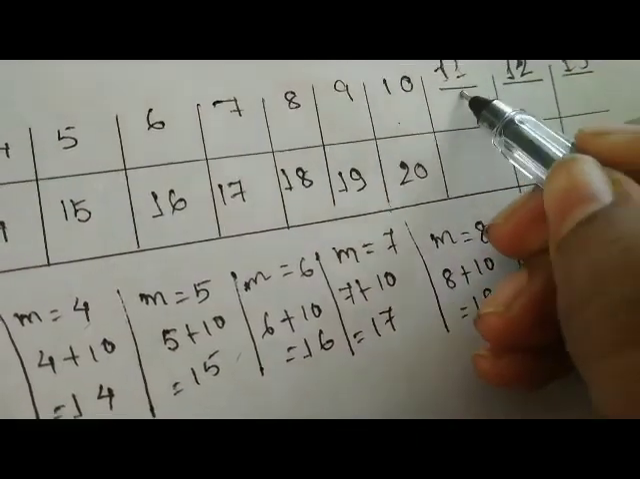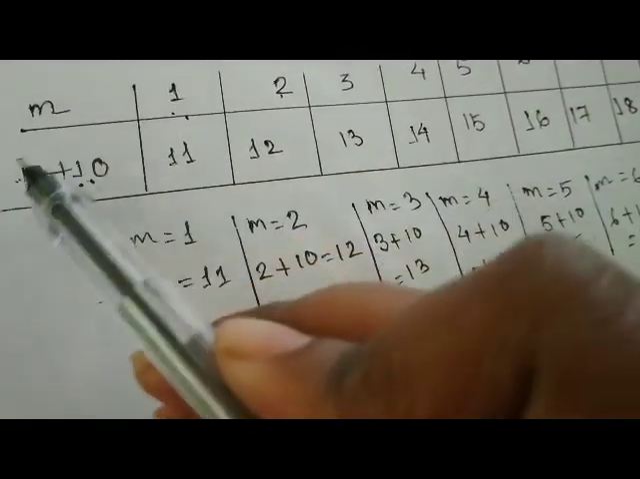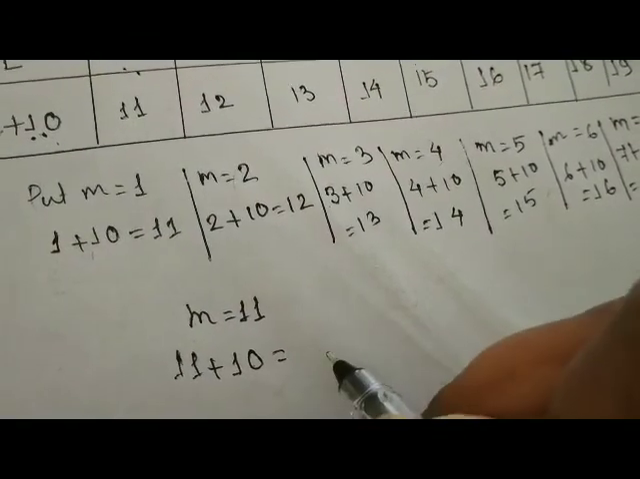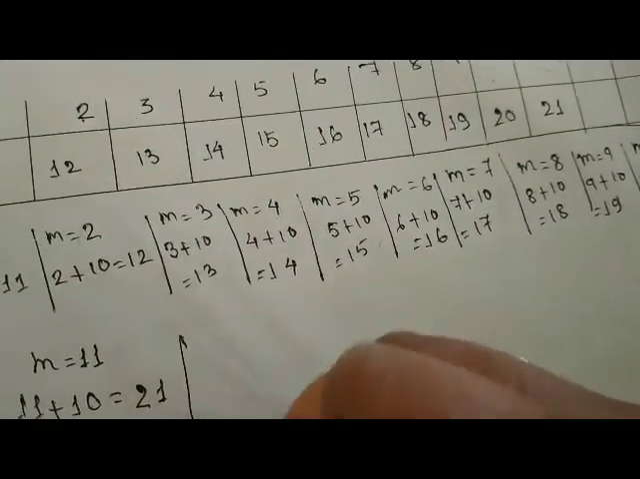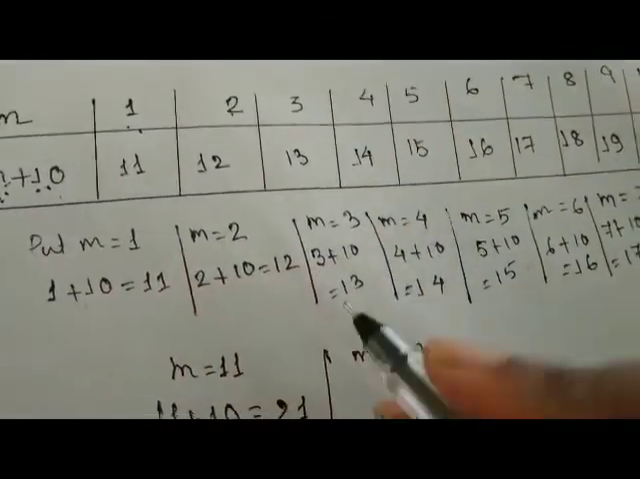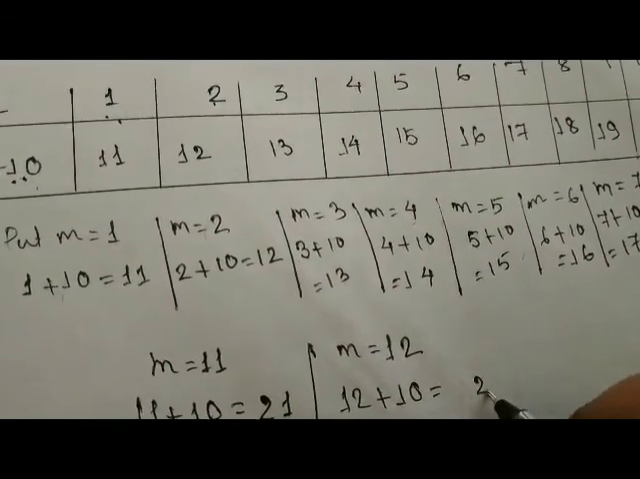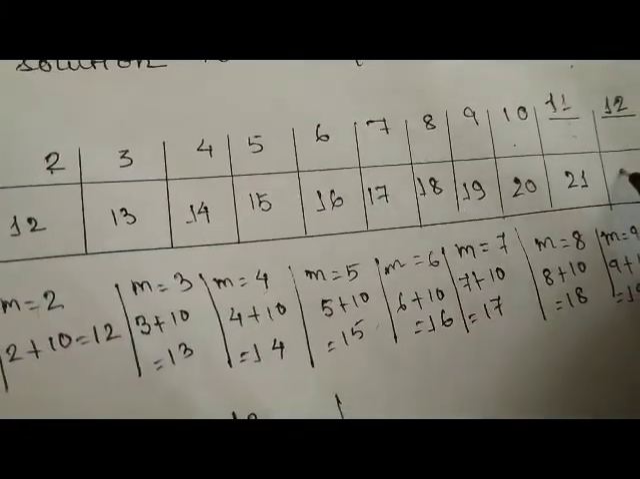So now putting m is equal to 11. So when m is equal to 11, 11 plus 10. Now 11 plus 10 will be 0 plus 1, 1. 1 plus 1, 2. So it will be 21. So here we will write 21. Now when m is equal to 12, again here we are putting 12. So 12 plus 10, it will be 2 plus 0, 2. 1 plus 1, 2. So it will be 22. So here we will put 22.